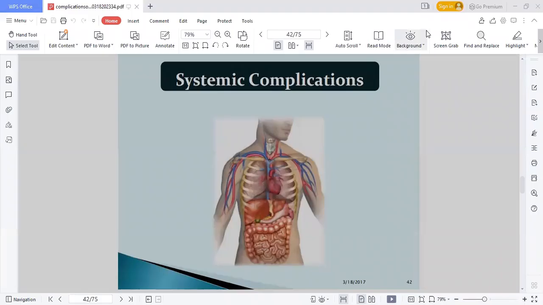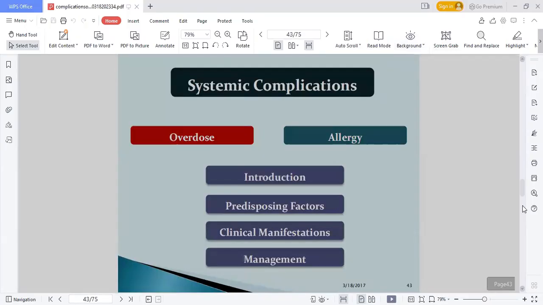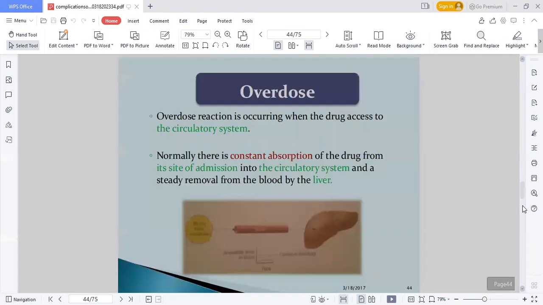To the systemic complication of local anesthesia. We'll see what are all the systemic complications, which include overdose and allergic. There are two categories, overdose and allergic. The name itself states that: when you administer the drug beyond its dose, it's called overdose. When the patient starts to show a reaction to the agent that you give, that's called allergic. So what are all the predisposing factors, the clinical manifestations and the management.